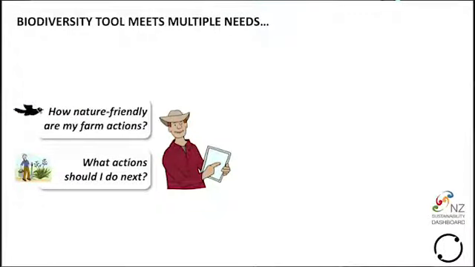So what are we trying to deliver in terms of our tool? Well, as a farmer, I want them to be able to go online and answer the question, how nature friendly or wildlife friendly are the actions that I'm taking on my farm? But having done that exercise, potentially using the tool to say, well, what are the actions I should be taking next to achieve the goals that I want to achieve on the ground?